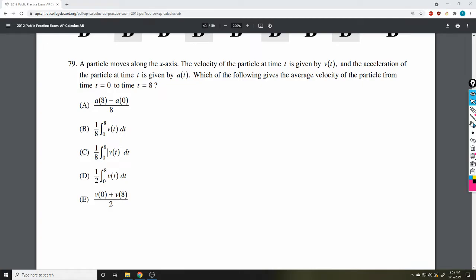This question, I actually put a harder version of this on a test at one point. Which of the following gives the average velocity? So average value of velocity. Well, I either want average rate of change of position or just average value of velocity. Average value of velocity is 1 over b minus a times the integral from a to b.